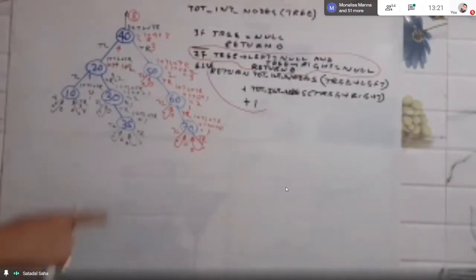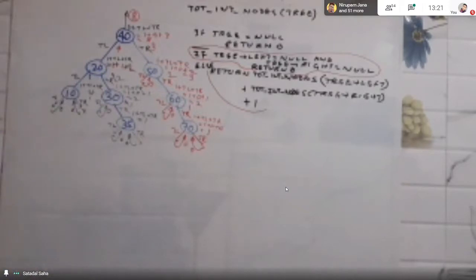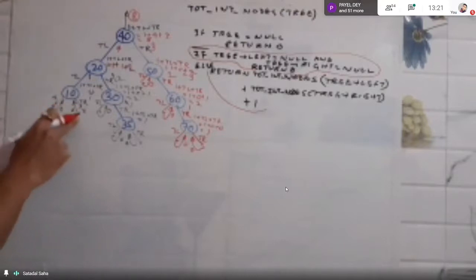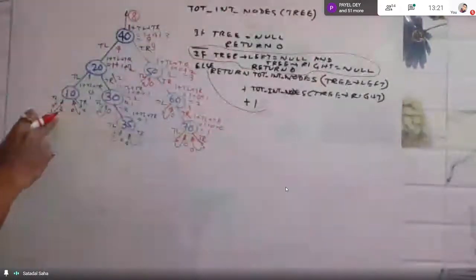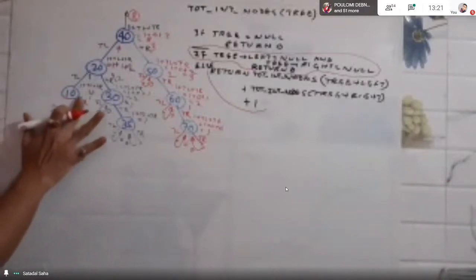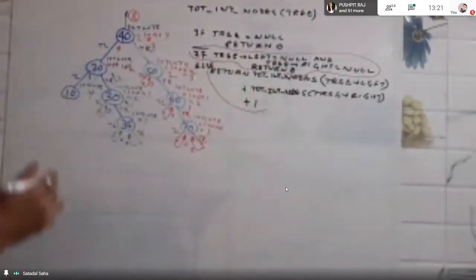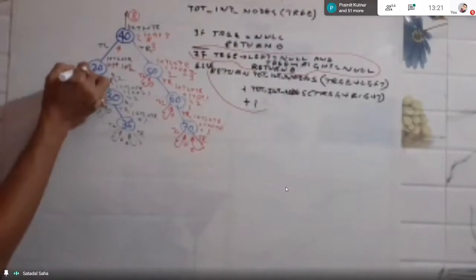So sitting at 10, its left child is null and the right child is also null, so it will just simply return 0. It will not calculate 0 plus 0 plus 1. It will simply return the value 0, because its left and right children are both null. That means it will not compute this part. Rather, it will go to the if, this if block will be executed, and it will simply return the value 0.